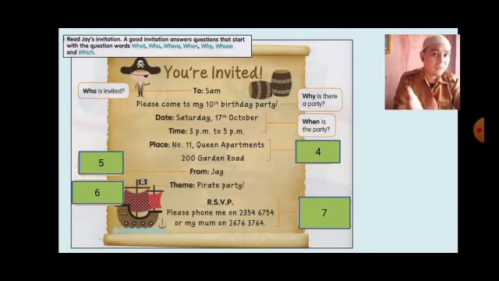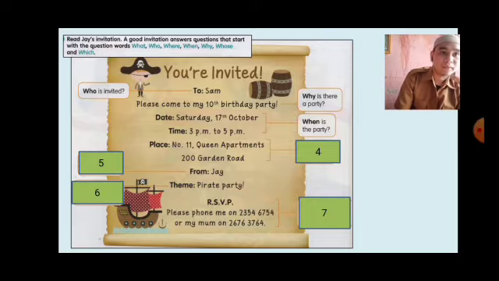The third part is pointing out the date and the time. The question that we use here starts with when. The question is, when is the party? So the answer for this question has two parts: Saturday the 17th of October, 3 p.m. to 5 p.m. Now you have an idea what this is referring to.